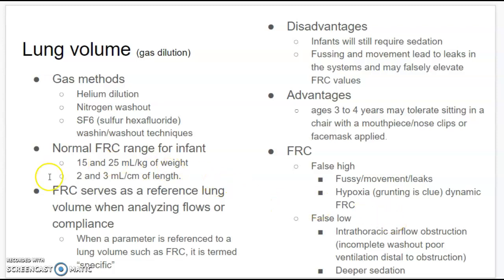Now, an important note about getting your FRC and your lung volumes: when you start evaluating your flow rates and you've obtained your FRC through this method, when you report one of those parameters, you're going to want to report it as specific. Saying it's specific means that it's referenced to the FRC obtained through the gas dilution technique. So, for example, maybe you're reporting on compliance. You're going to call it specific compliance when you're referencing it to the gas dilution FRC.